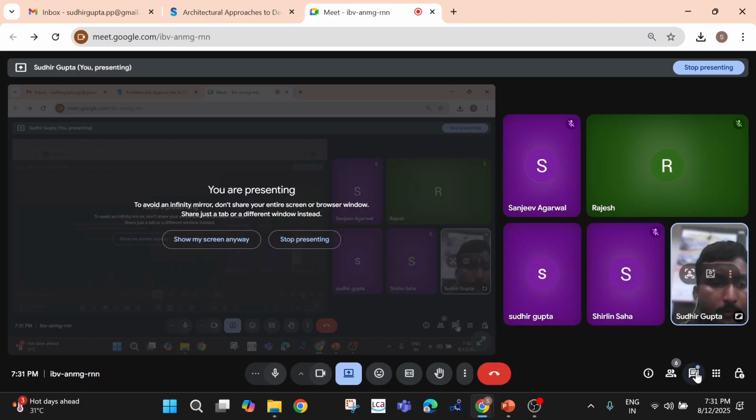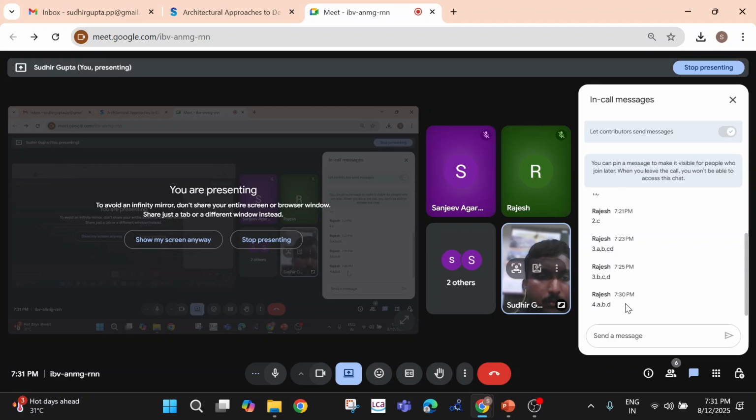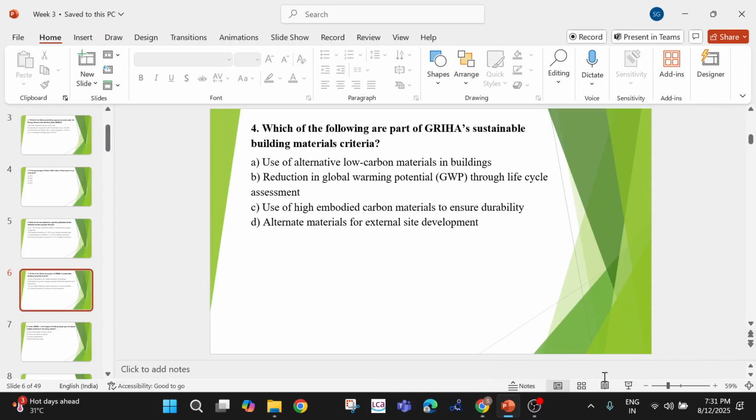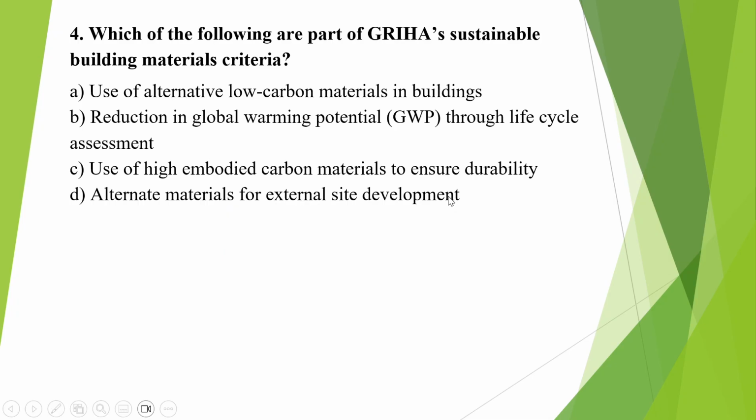Okay. So who has answered for this question? Let me see. Yeah, this has answered A, B, D. So this time you are absolutely correct, 100% correct. A, B, D are the only correct answers for this question, and the rest, option C, is not the correct answer for this question number 4.